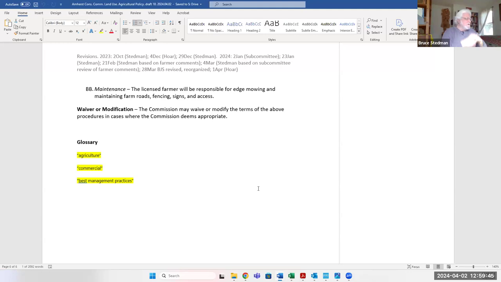Heading back to the chair. It is 12:59, and out of courtesy to Michelle, primarily, we're going to close on time, as well as Dave and Aaron.